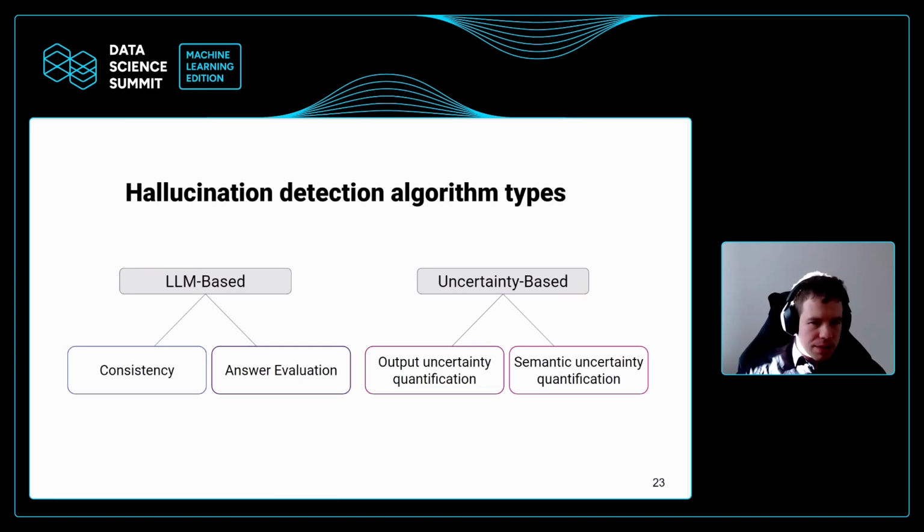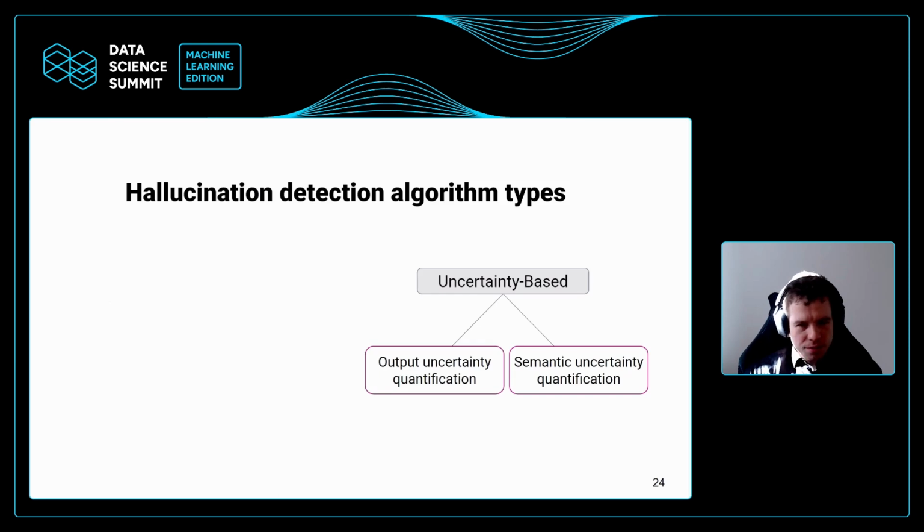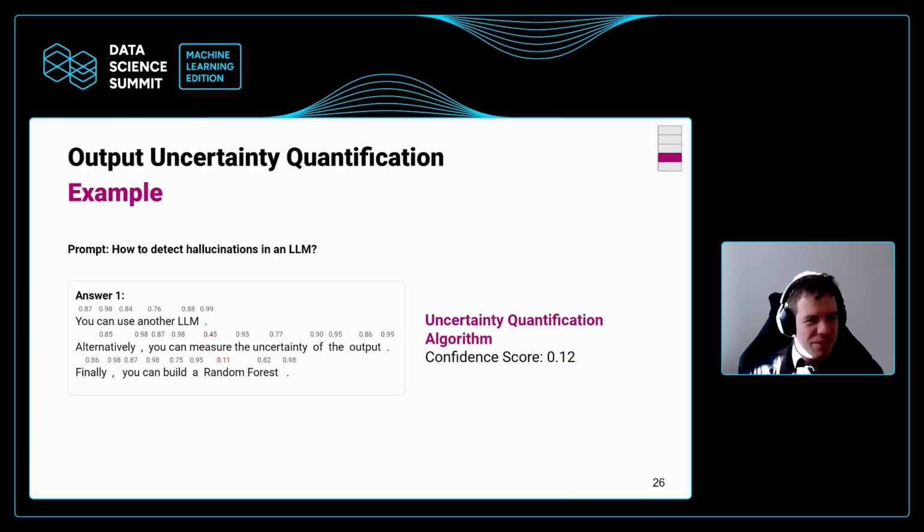So these were the LLM-based approaches. Now we're going to talk about the uncertainty-based approaches. So we're going to be working with probabilities. Now we always require access to token probabilities. I have too many filler slides.